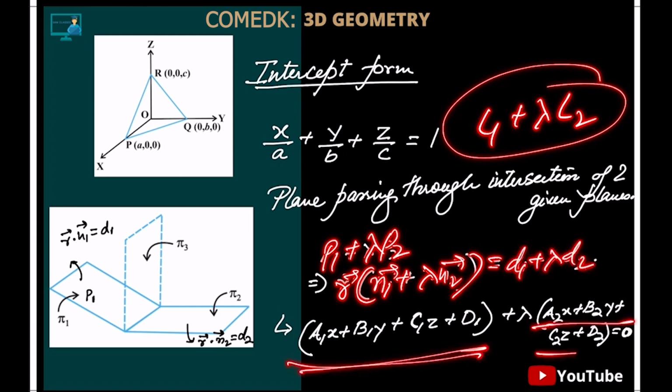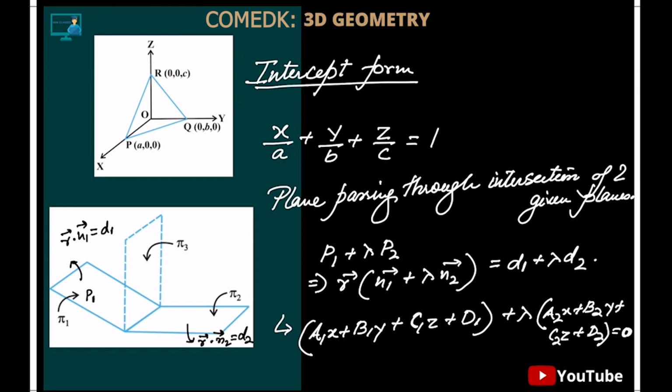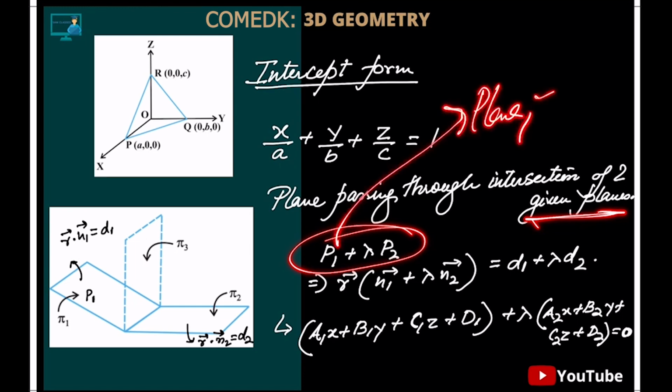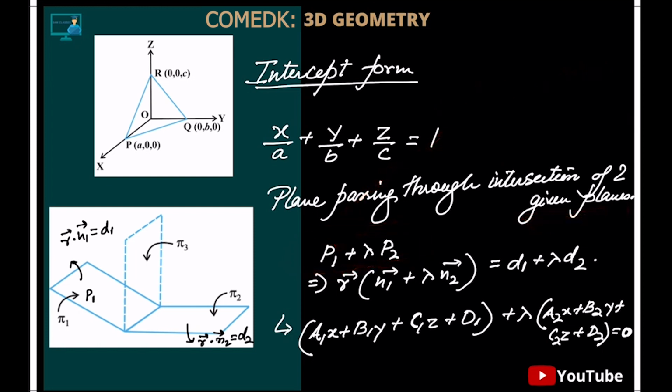In terms of Cartesian form also, the first equation of the plane A1x plus B1y plus C1z plus D1, plus lambda times the second equation of the plane, equal to 0. That's it. Clear? So whenever they say plane passing through the intersection of two given planes, what do you have to do? Plane 1 plus lambda times plane 2. Everybody will remember, correct? Very important, very simple. Nothing much is there. Do not complicate much stuff. Understand, memorize properly in this manner. You'll be able to solve each and every question. That's a guarantee. Don't worry.